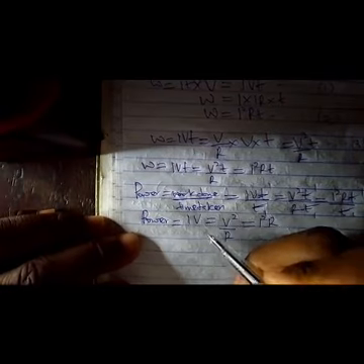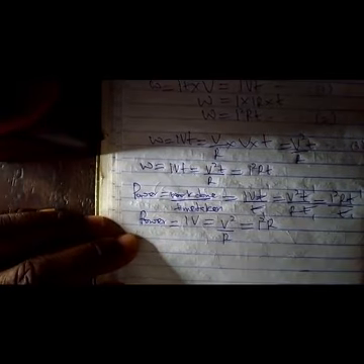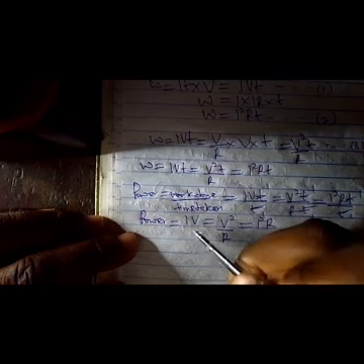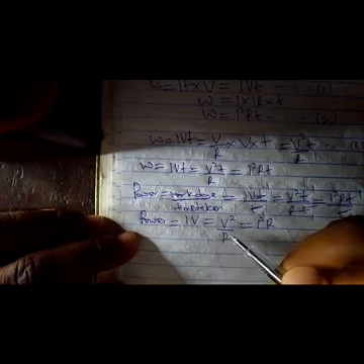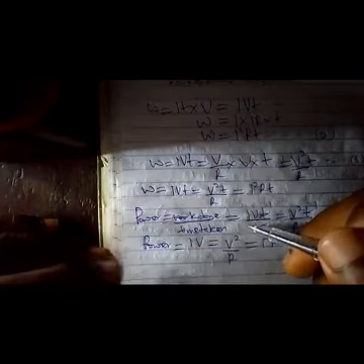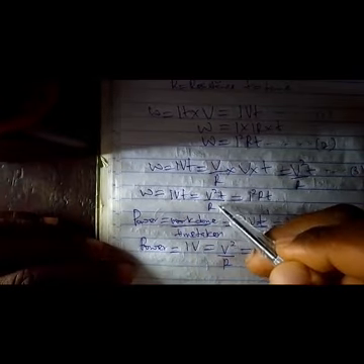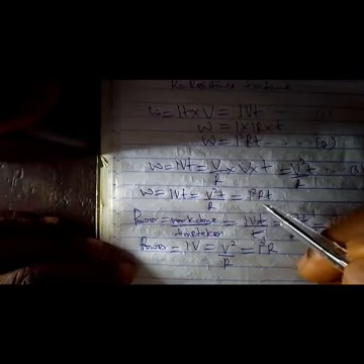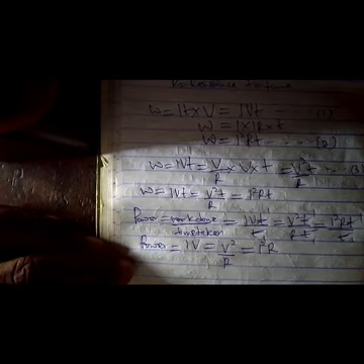You know that power is equal to IV. Power is equal to V square over R. Power is equal to I square R. So W equal to IVT, equal to V square T over R, equal to I square RT. So you take note of all these things.